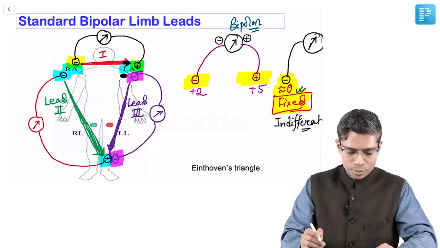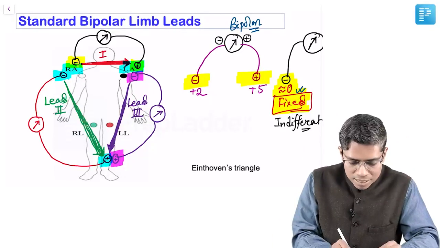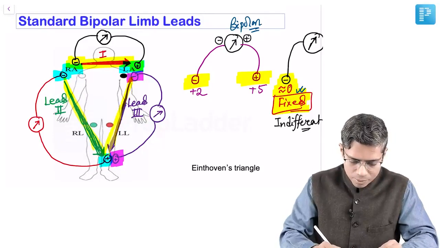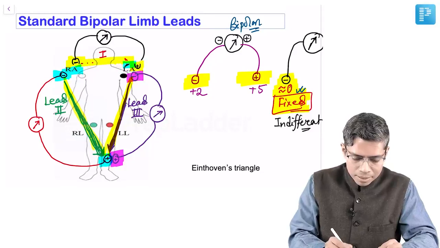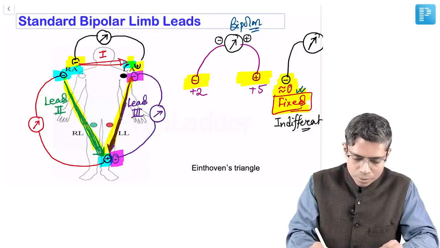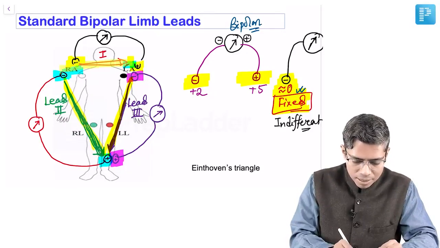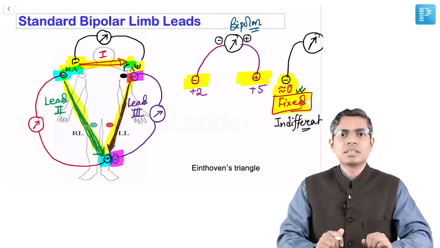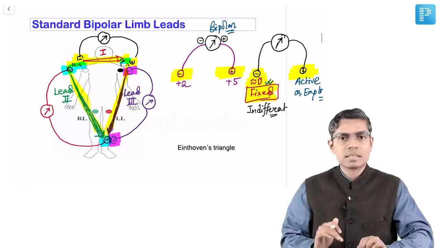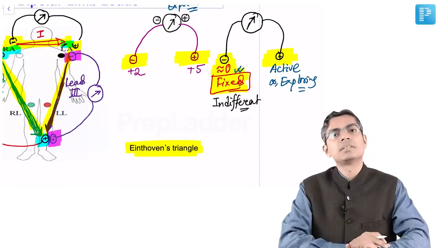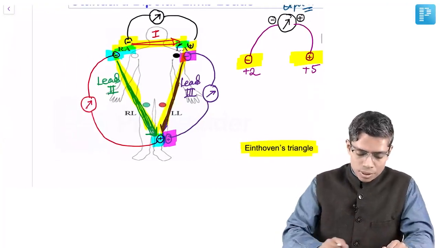So now I came to know that the 3 bipolar limb leads, lead 1, lead 2 and lead 3, are basically making a triangle. Look at this. This triangle is an equilateral inverted triangle with the heart at the center, and this is known as your very famous Einthoven triangle. Getting my point? So this is very simple.